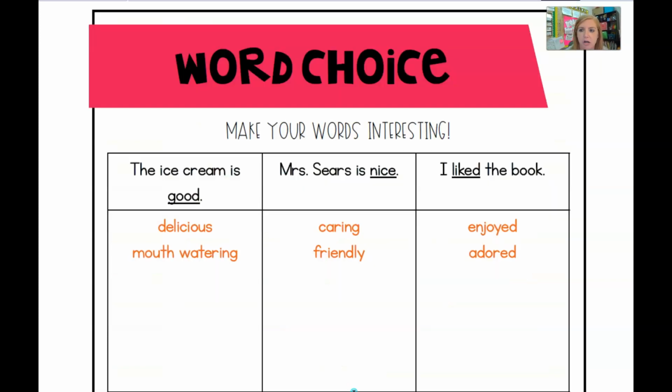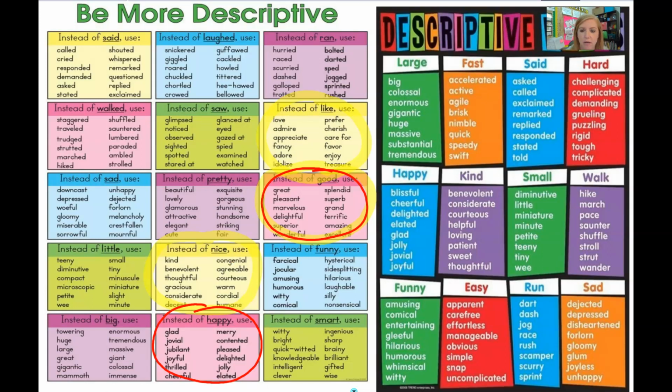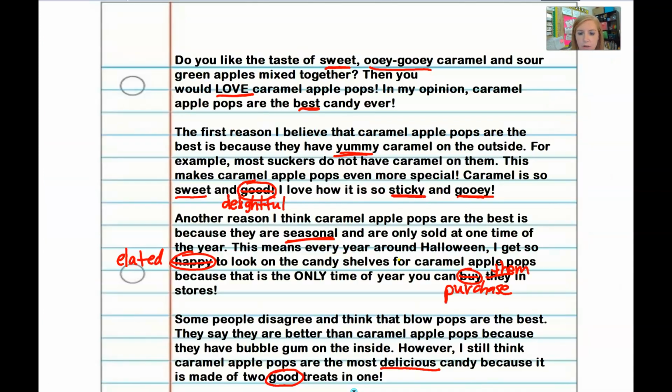Let's go back to our chart and see if we can find another way to describe the good caramel and apple taste together. All right, here we are. Great, pleasant, marvelous, superior, wonderful, grand, terrific, amazing. Let's try wonderful or amazing. Let's go back and see if one of those would work.